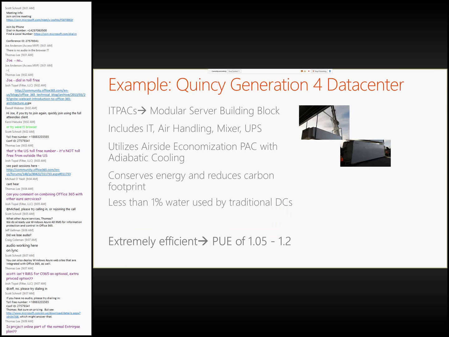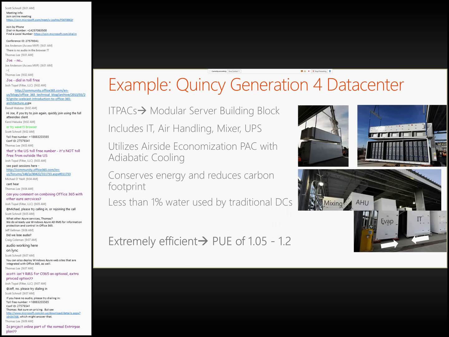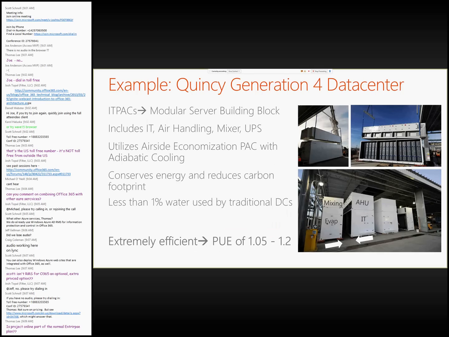So here is a Gen 4, going into more detail. You can see how the modular unit is being built here. The air handling unit sits on top, bringing in the air from the outside, chilling that air, and then running it through the server loads themselves, through the racks. And then you can see the IT aspect and how those come together.